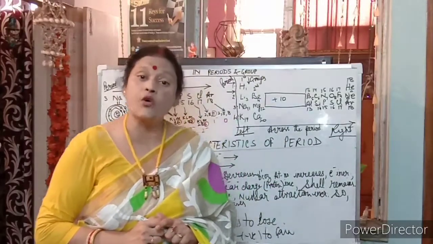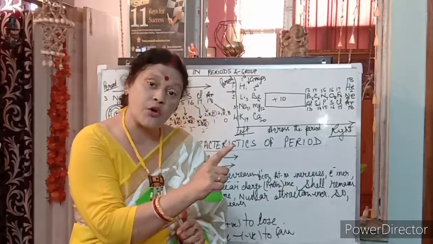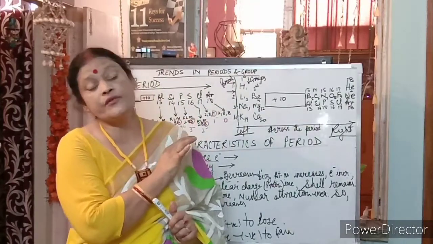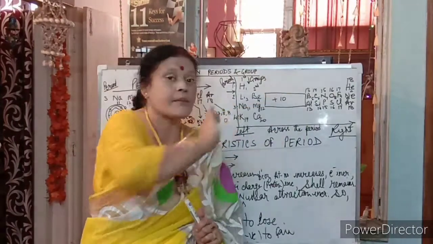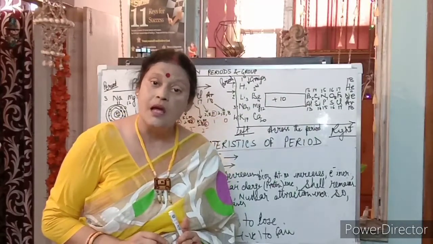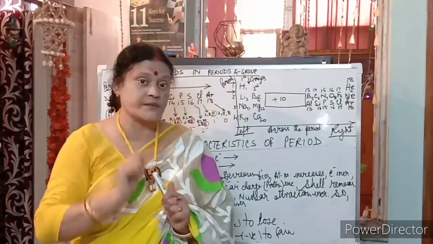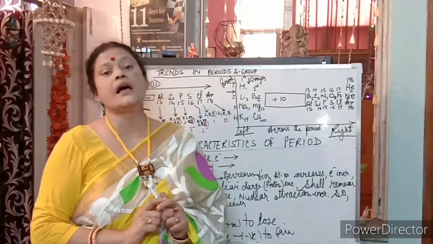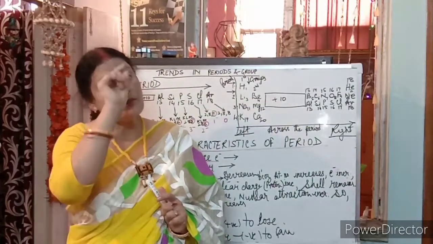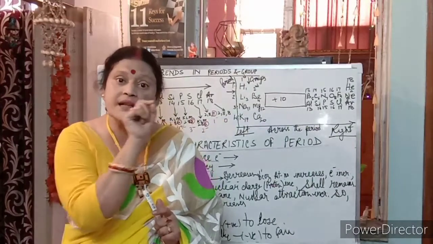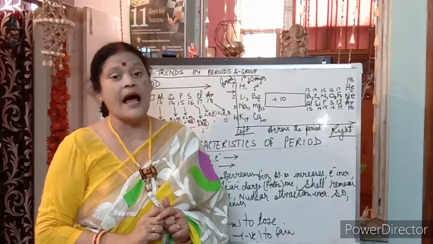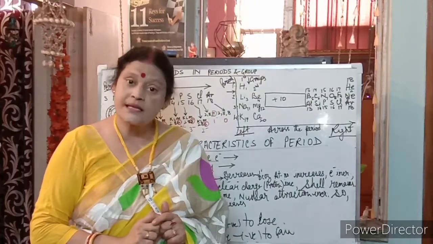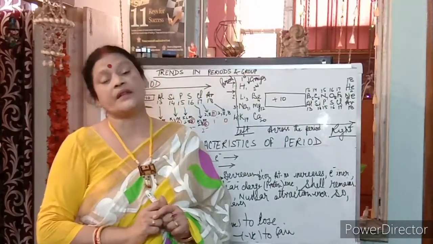Whenever we move from left to right across the period, I am talking about horizontal rows. When we move from top to bottom, that is vertical columns, down the group. This is the line you have to mention: left to right across the period, and top to bottom, down the group.